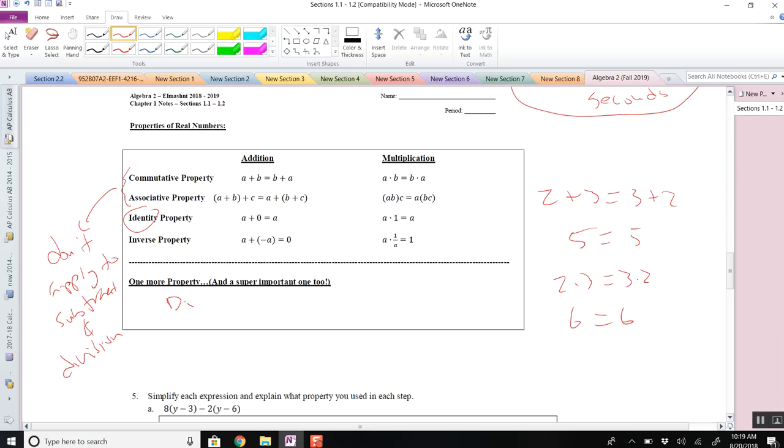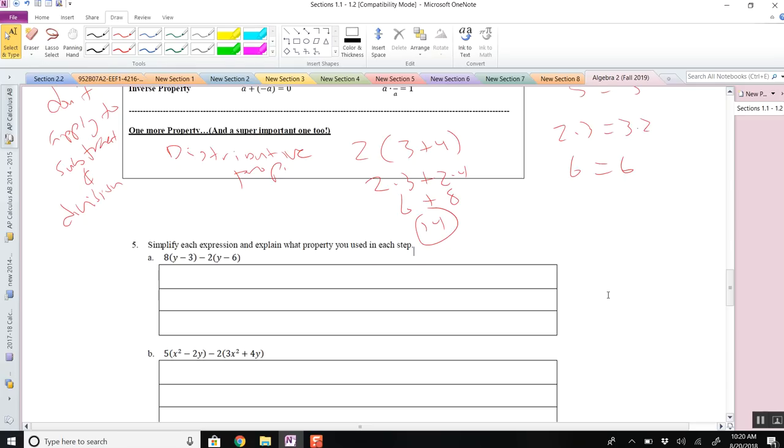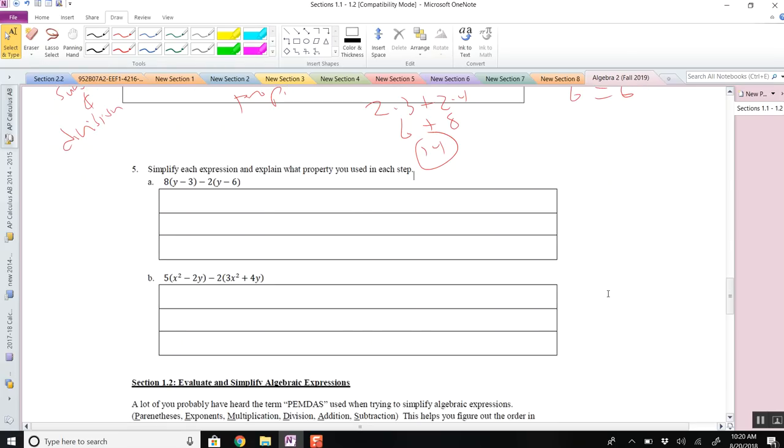Another big one is the distributive property, which is very, very important. And as the name implies, if you have 2 times (3 plus 4), you're at liberty to distribute the 2 to both the 3 and the 4, then multiply out and get 14. Or if you so wish, you can add the 3 and 4 together first to get 7. 2 times 7, you still get 14. But this is a very useful strategy, especially when dealing with algebraic expressions like we have for number 5 here.